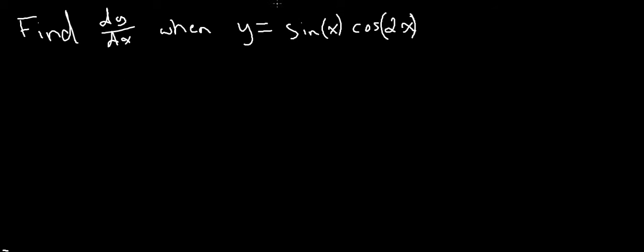The first example is: find the derivative of y with respect to x when y is equal to the sine of x times the cosine of 2x. Right away, I noticed that we have a product rule. We've got the first times the derivative of the second. So when I start doing y prime, my first thought is product rule. So we're going to do the first, which is sine of x, times the derivative of the second.